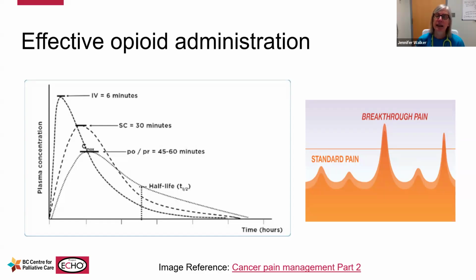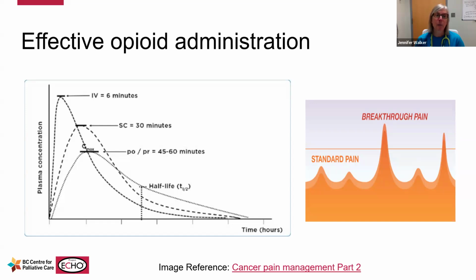And on the right, you see a schematic of a patient getting some scheduled dosing and then having extra pain around the time of their scheduled dose. It's absolutely okay for them to get a breakthrough dose at that time. You'll see that their pain is going to improve, and if they're asking for more, then they should get it.